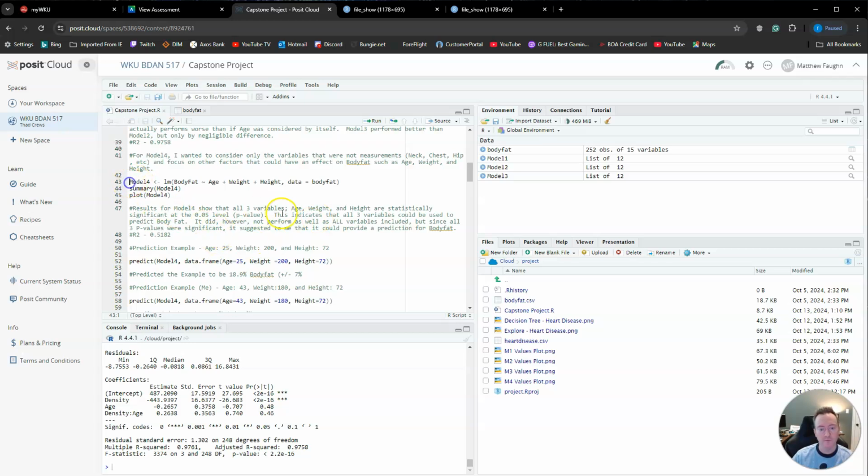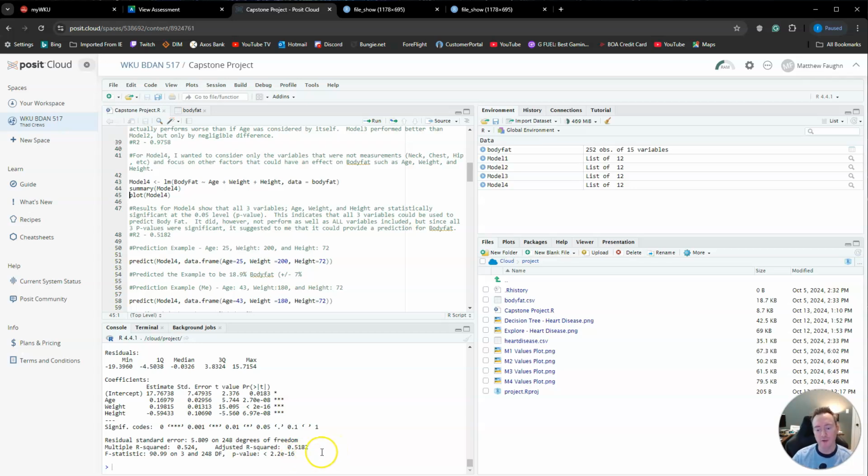So for model 4, it is just considering age, weight, and height. Through the model, running this, you can see that the adjusted R-square is significantly less, as expected.